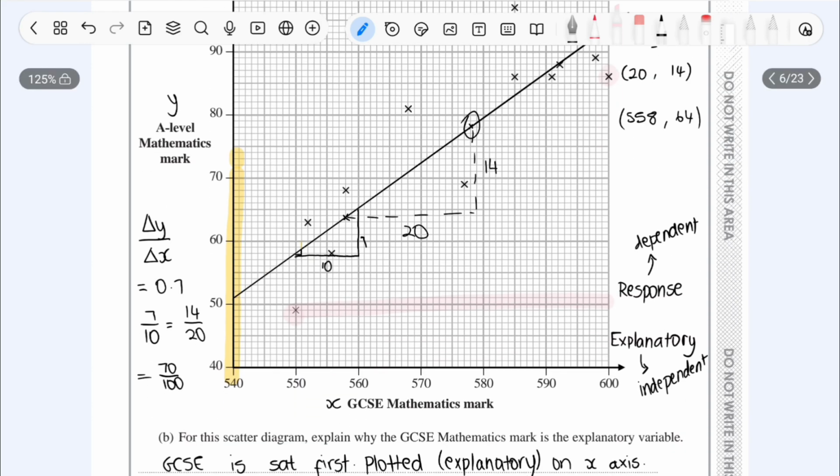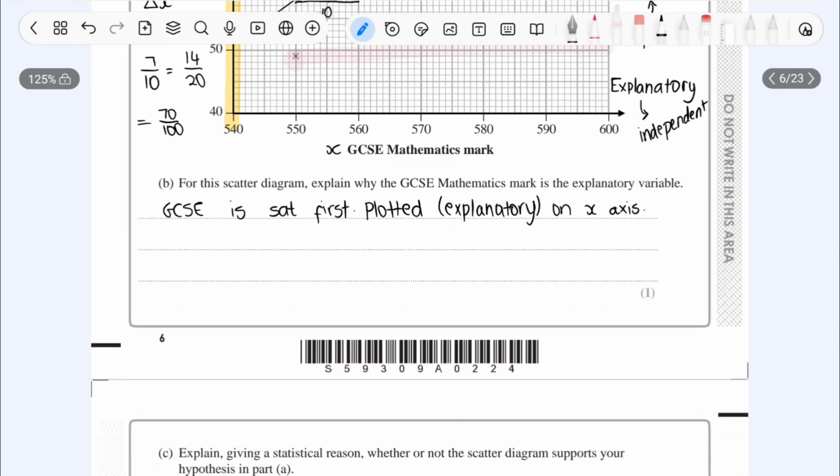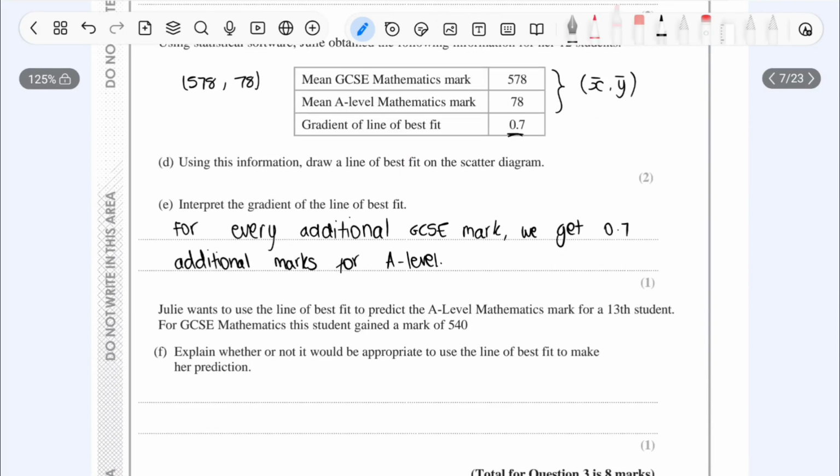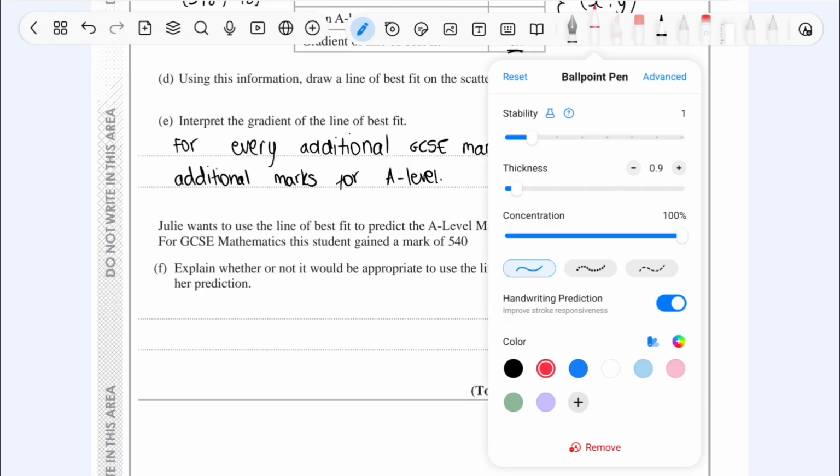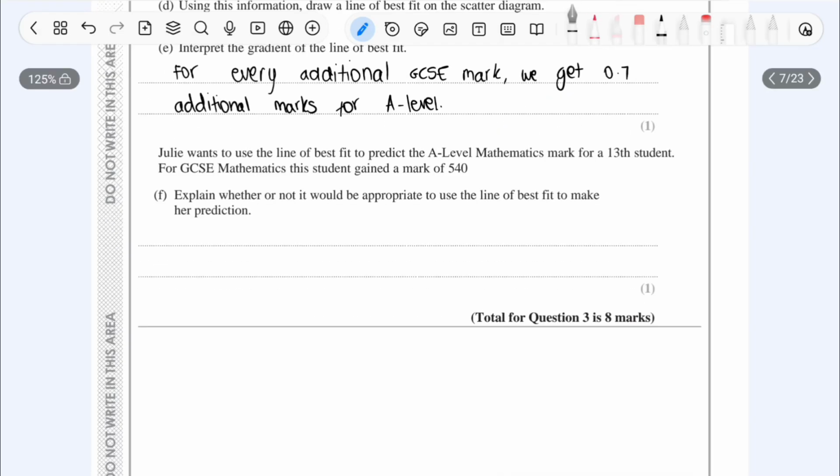So if we're estimating for a value that's outside this data range, well, the first thing is it's not going to be reliable, and hence it's not going to be appropriate. And the reason we can give is that it's extrapolating or it's outside the data range.